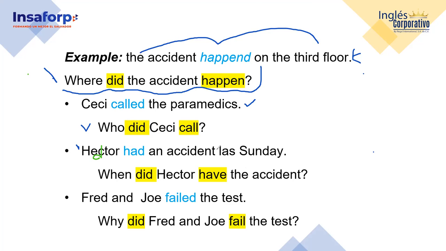Hector had an accident last Sunday. When did Hector have the accident? Here a T is missing. Last Sunday. He had an accident last Sunday.